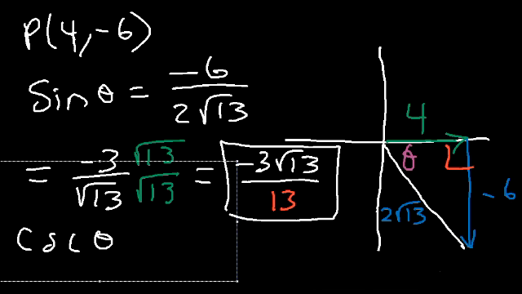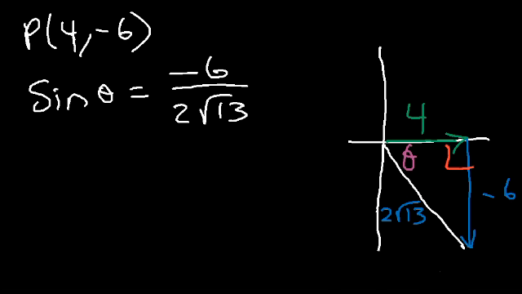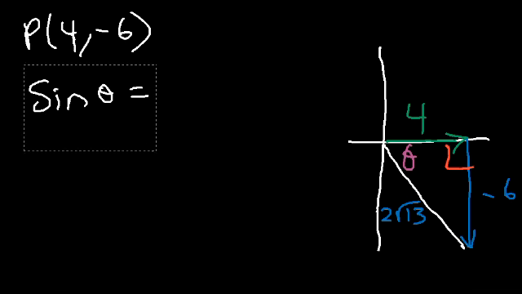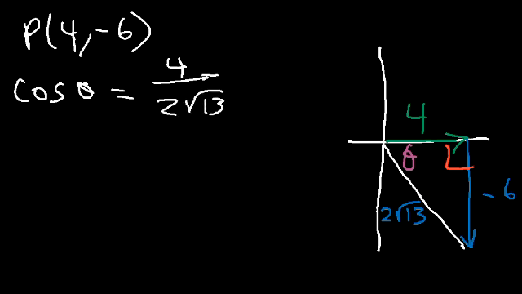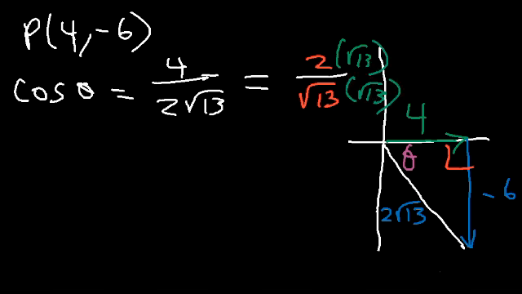So now, what is the value of cosine? Based on a triangle, what's cosine theta? So cosine theta is equal to the adjacent side over the hypotenuse. So that's going to be 4 over 2 root 13. 4 divided by 2 is 2, so we have 2 over root 13, which we need to rationalize. So cosine theta is going to be 2 root 13 over 13. So that's the answer for that.